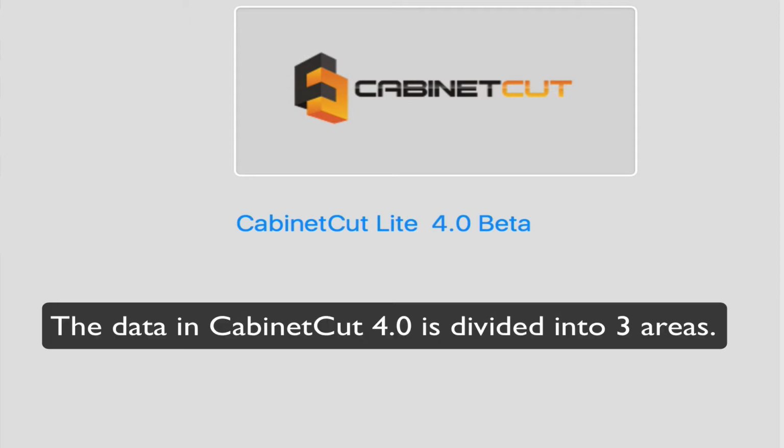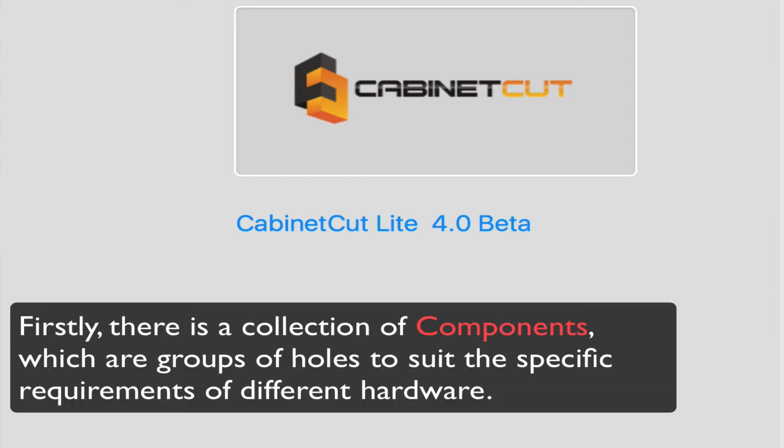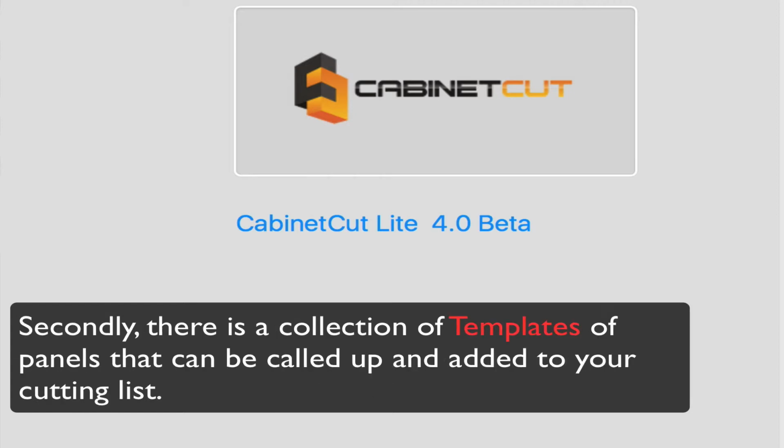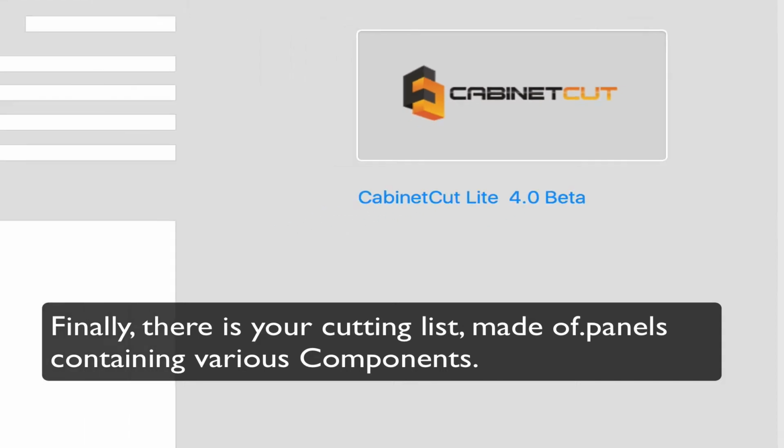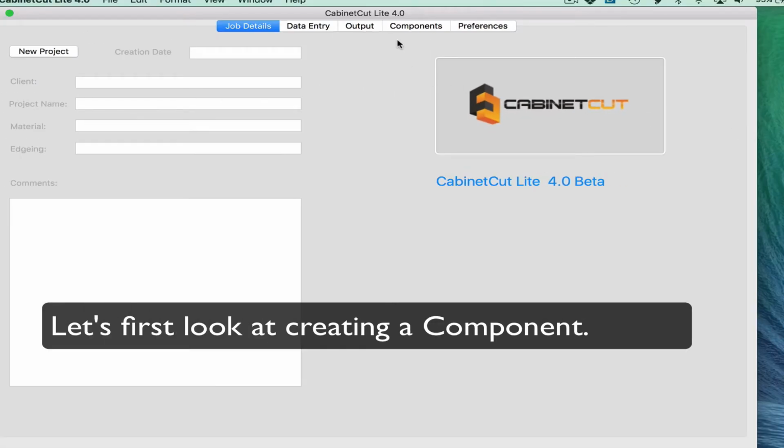The data in CabinetCut 4.0 is divided into three areas. Firstly, there is a collection of components, which are groups of holes to suit the specific requirements of different hardware. Secondly, there is a collection of templates of panels that can be called up and added to your cutting list. Finally, there is your cutting list made up of panels containing various components. Let's first look at creating a component.